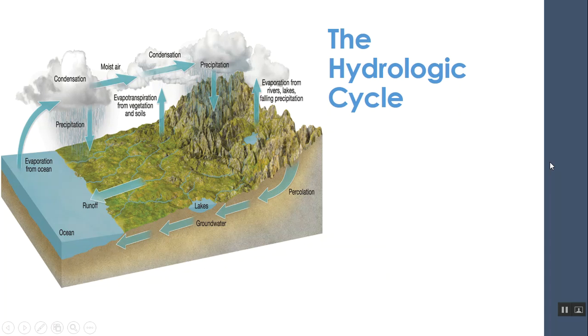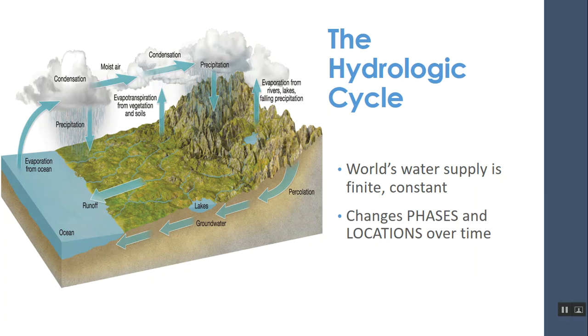It's also important to note that the water that is on this planet now is the water that has always been here. It's the same exact water, right? We're not making a bunch of new water. We're just recycling it and cleaning it. So the world's water supply is finite and constant, right? So that amount of water that exists on this planet is not changing. It's just cycling through the system.